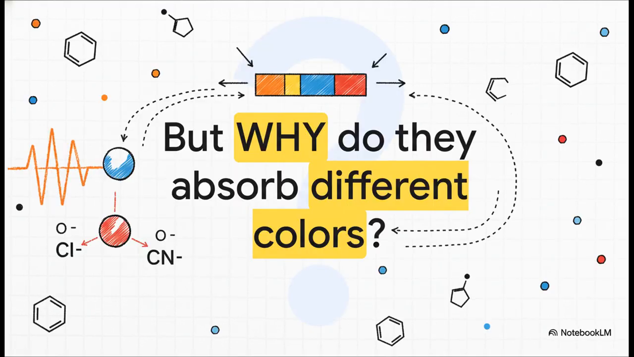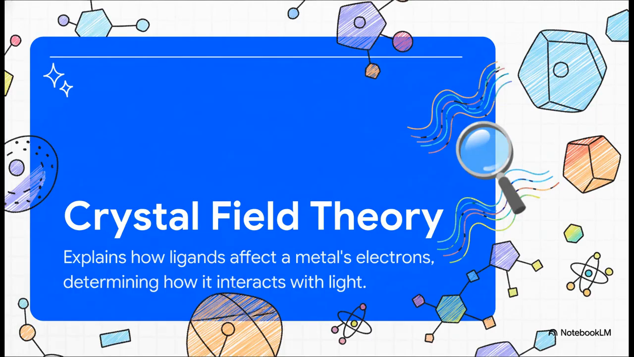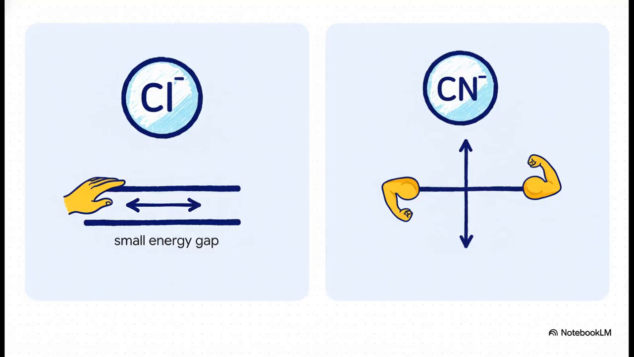And this brings us right to the core of our mystery. We know one is orange and one is red. But why? Why does just swapping out a chloride for a cyanide partner change which color of light the molecule decides to absorb? Well, the big aha moment comes from this really powerful idea called crystal field theory. And it is all about the electronic relationship between that central metal atom and its surrounding partners, which, by the way, we call ligands.